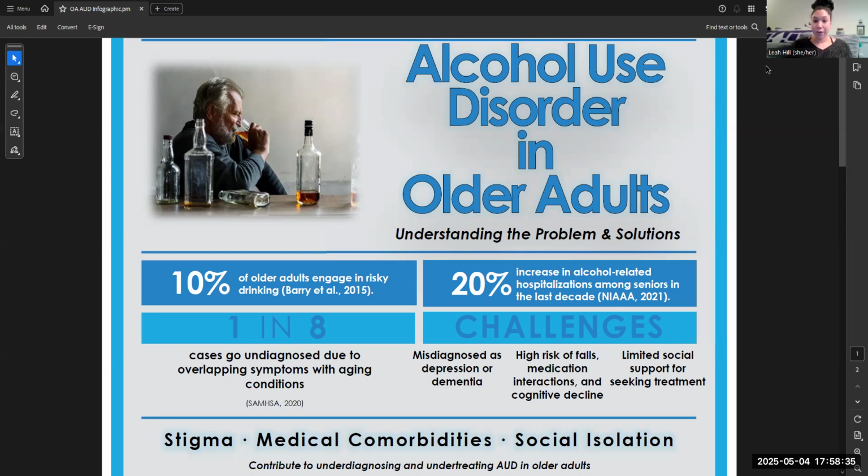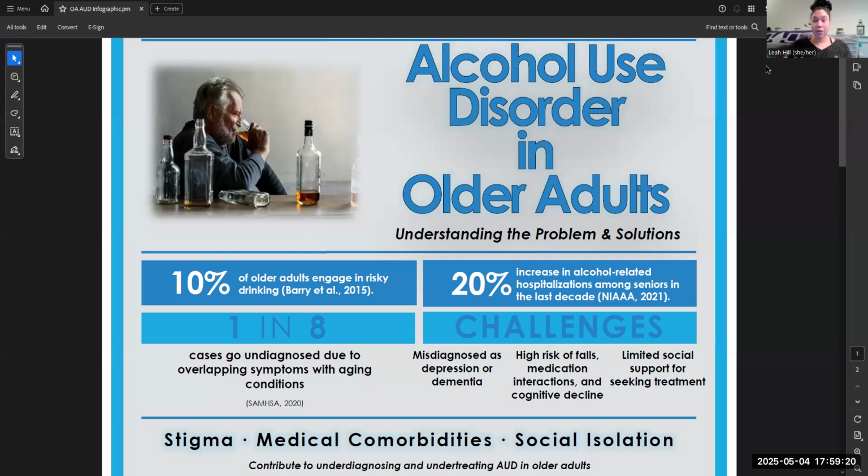So first, 10% of older adults engage in risky drinking. This can include things such as drinking on various medications or with various health conditions, which could be exacerbated by the inclusion of alcohol consumption that may put them at a higher risk. 20% of hospitalizations over the last decade for our senior population included alcohol-related reasons. And 1 in 8 cases goes undiagnosed due to overlapping symptoms with aging conditions.